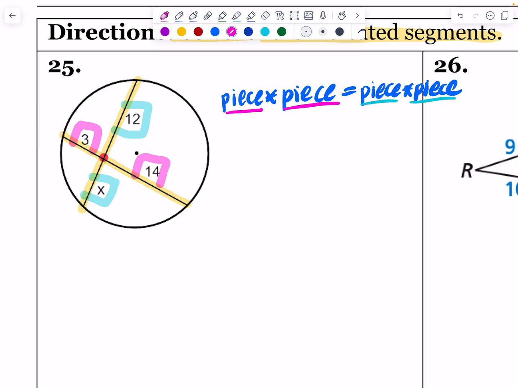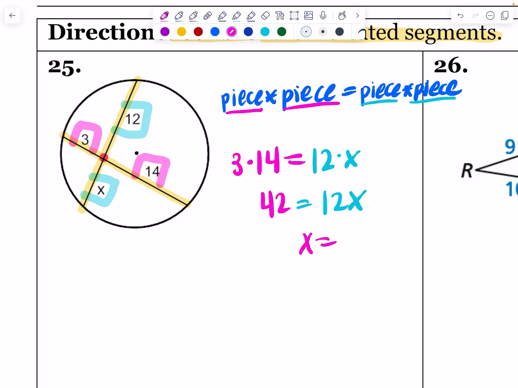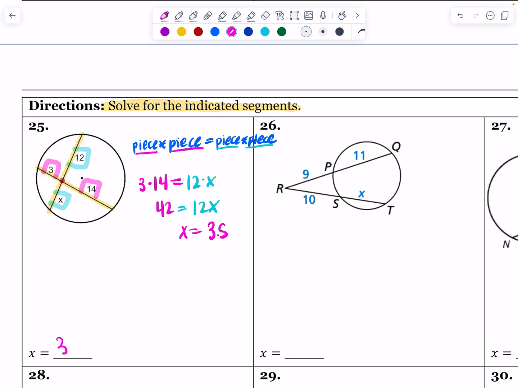That is going to be 3 times 14. That product should be equal to whatever 12 times x is. We know 12 times x is 12x. When I do 3 times 14, I get 42, and I'm going to divide that by 12. That is going to give me, for x, 3.5. So that segment should be equal to 3.5.